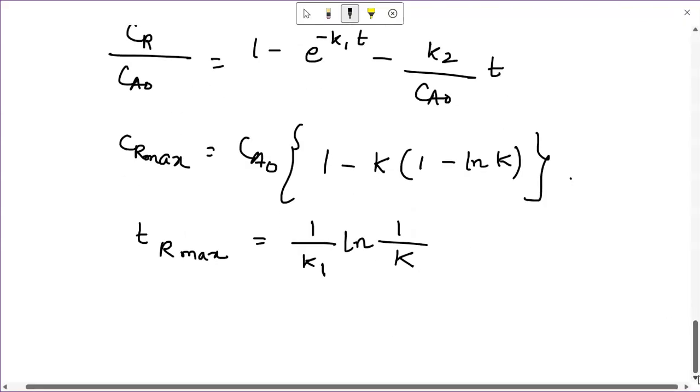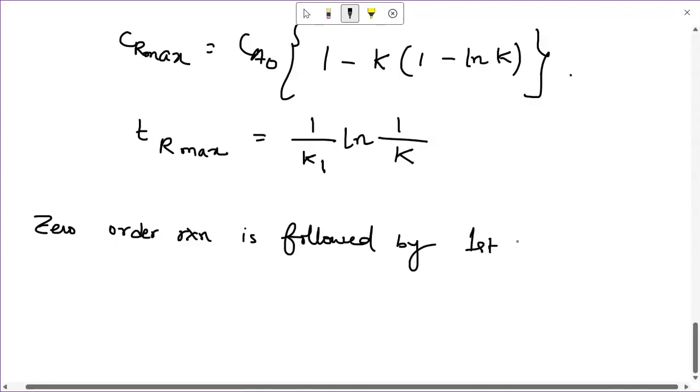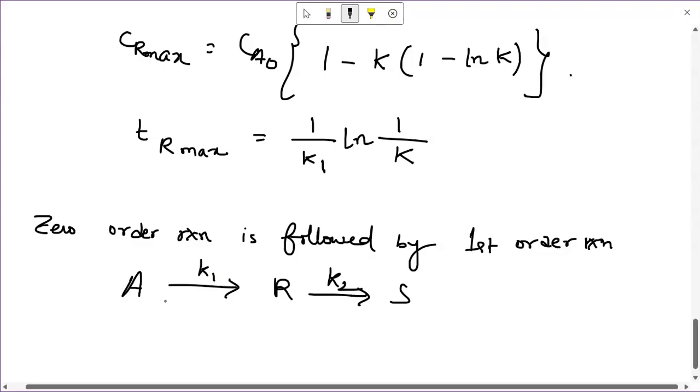These are the mathematical formulations to treat first order reactions followed by zero order reaction in series. Another case is where a zero order reaction is followed by a first order reaction. So in this case, A gives R gives S at the respective rate constants K1 and K2, where the order of the first reaction is 0 and the second reaction is 1.